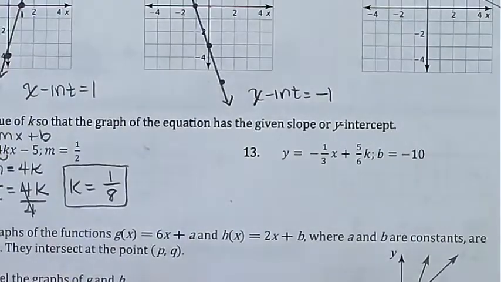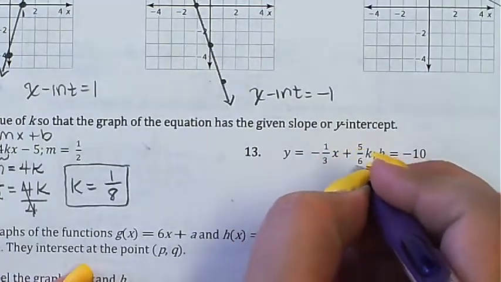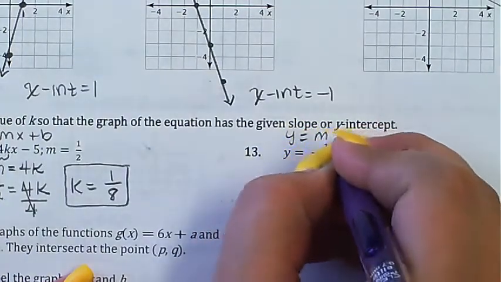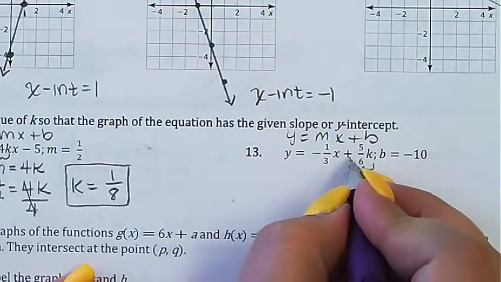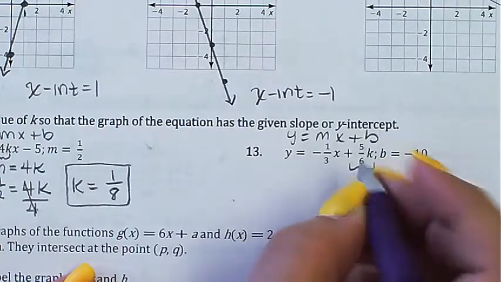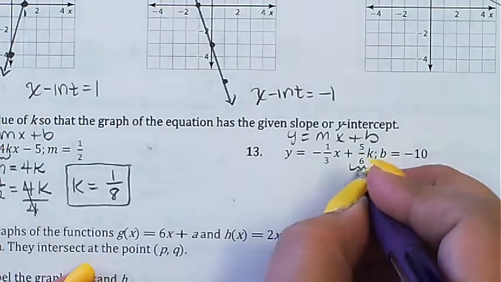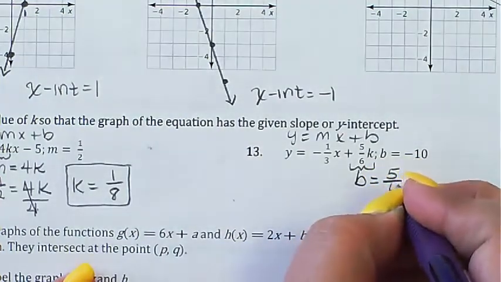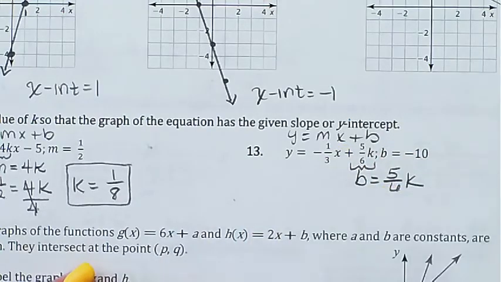Number 13, it's similar but with a b value. You have y equals -1/3 x plus this quantity. So remember, normally when we are in slope-intercept, this over here represents b. So right now, what I'm seeing, this plus 5/6 k, that is our b value. That is sitting in the location where b goes. So b right now is equal to 5/6 k. Okay, that is the place for b.